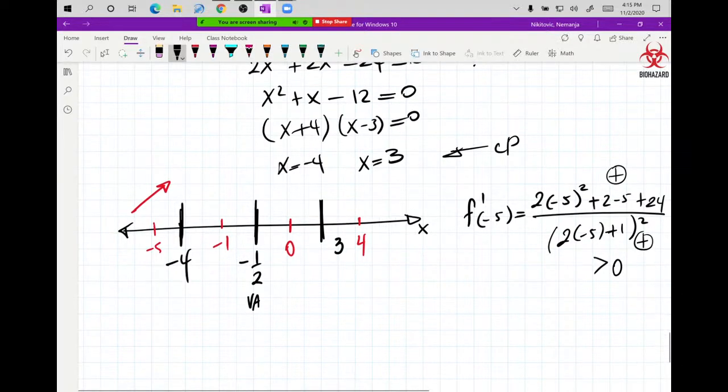And now you just need to repeat this a couple of times.